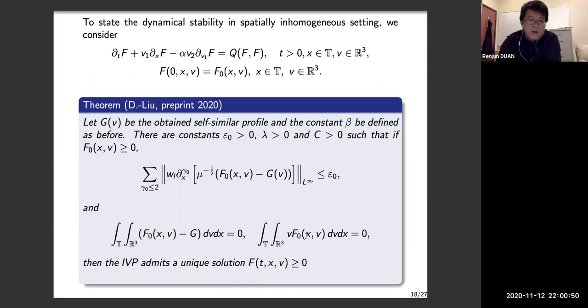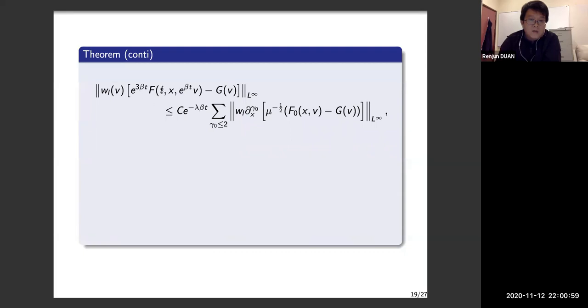Later on, we explain. Then we can see this Cauchy problem admits a unique non-negative solution satisfying the following estimates. In a self-similar formulation, as time goes to infinity, our solution will converge to the stationary self-similar profile, capital G, in L infinity with this kind of polynomial weight. That is exponentially decaying in time. The size will be the same size as beta. So keep in mind, beta is alpha squared, that's the square of the shear rate.